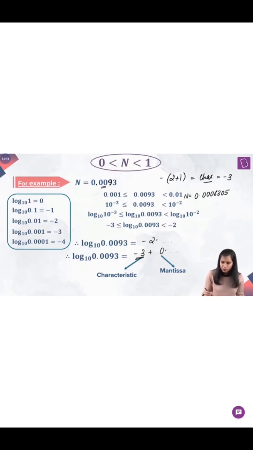Suppose this is my random input between 0 and 1 and I want to find the characteristic corresponding to this input. So what will I do? I will not again repeat this entire methodology to compute the characteristic. Rather, I'll just look at the decimal point and the first non-zero digit after the decimal point, which is 6. Count the number of zeros between this decimal point and 6. I have 3. So minus of 3 plus 1, which is minus 4, will be the required characteristic.